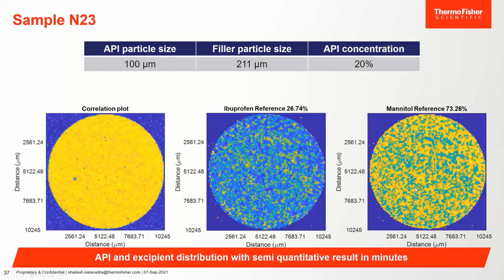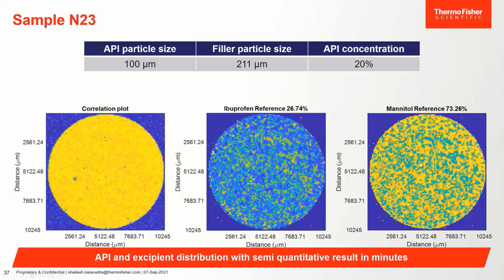The second and the third plot are in essence the concentration correlations of ibuprofen reference and mannitol reference. And the percentages displayed are normalized concentrations based on the weight coefficients. As you can see here, API and excipient distribution with a semi-quantitative result. When we say semi-quantitative, it is coming from the weight percentage of the actual API and excipient in terms of the spectral weight percentage.